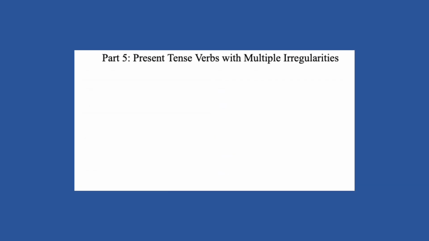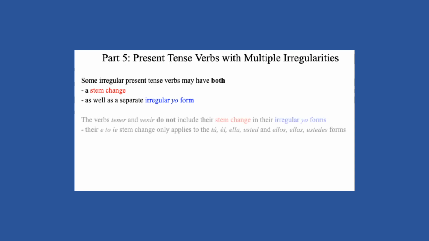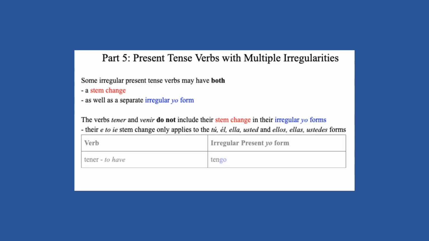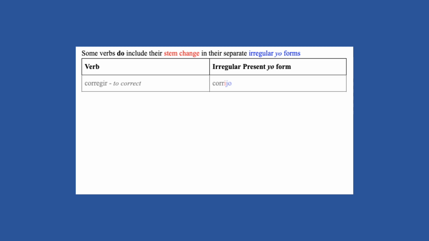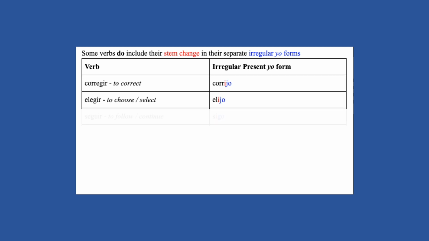Some verbs have multiple irregularities in the present tense, including those with both a stem change and a separate irregular yo form. So the verbs tener and venir. They are E to IE stem change verbs, but their stem change does not apply to their irregular yo form. Some verbs do include their stem change in their separate irregular yo form.